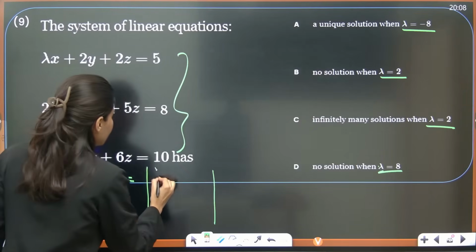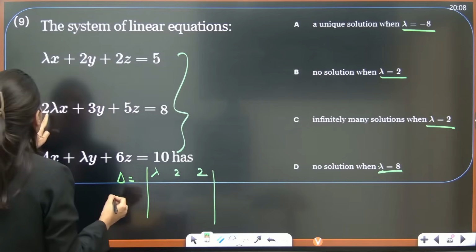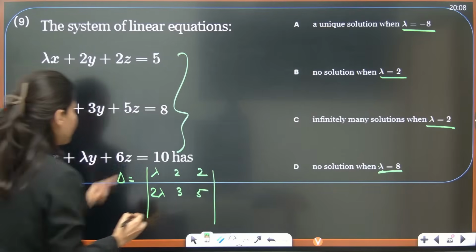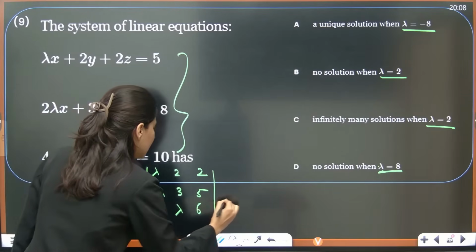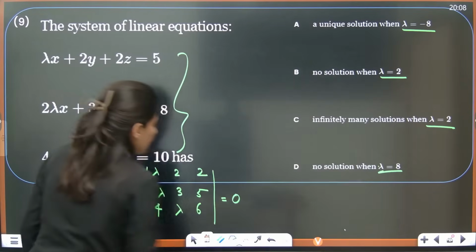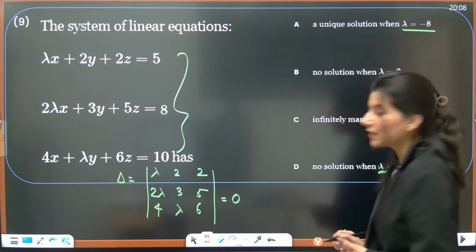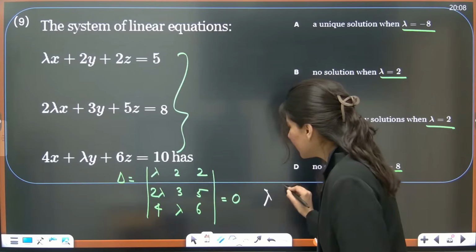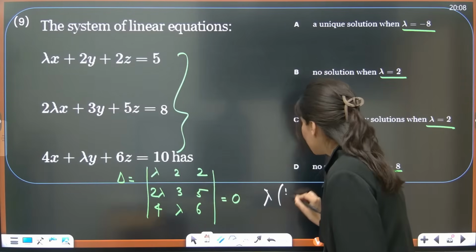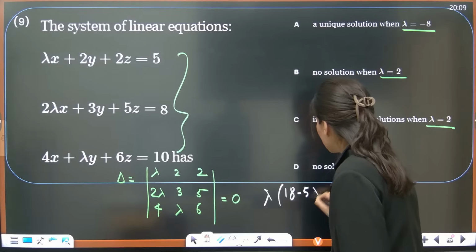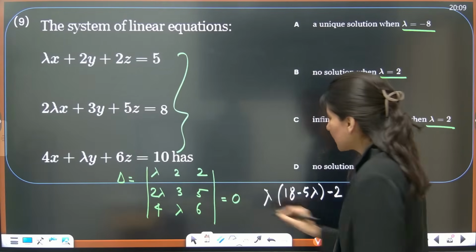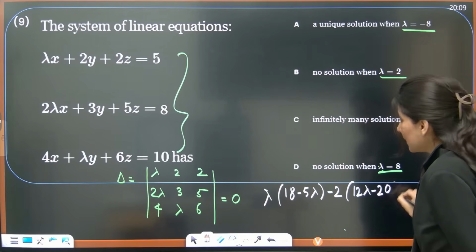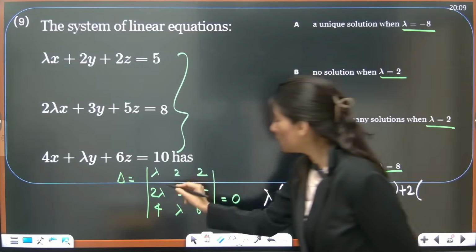Lambda, 2, 2. I am right away forming delta. 2, lambda, 3, 5. Then we have 4, lambda, 6 equal to 0. Open it right away and tell me when exactly it is 0 and when exactly it is non-zero. So lambda, ma'am, okay, then we have 18 minus 5 lambda, correct? Then we have minus 2, okay. Then we have 12 lambda minus 20. Then we have 2 lambda square minus 12.